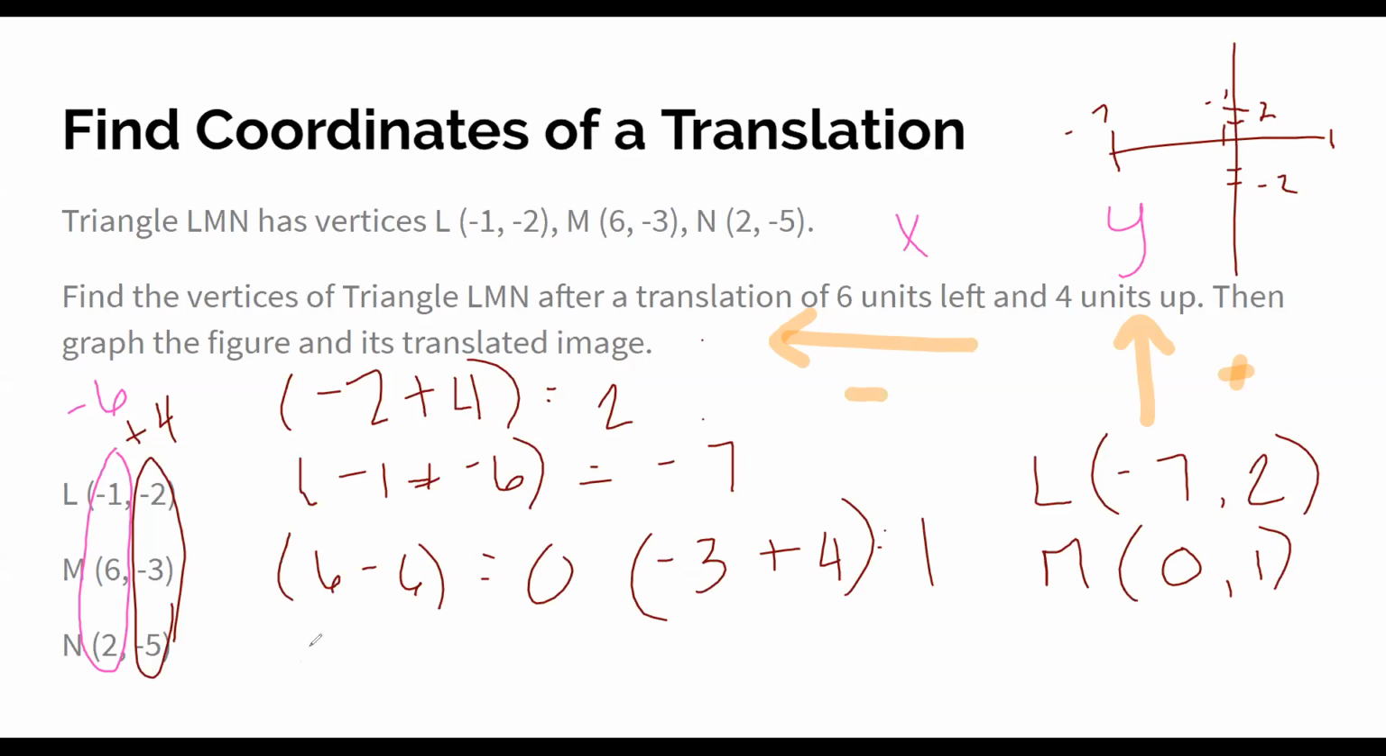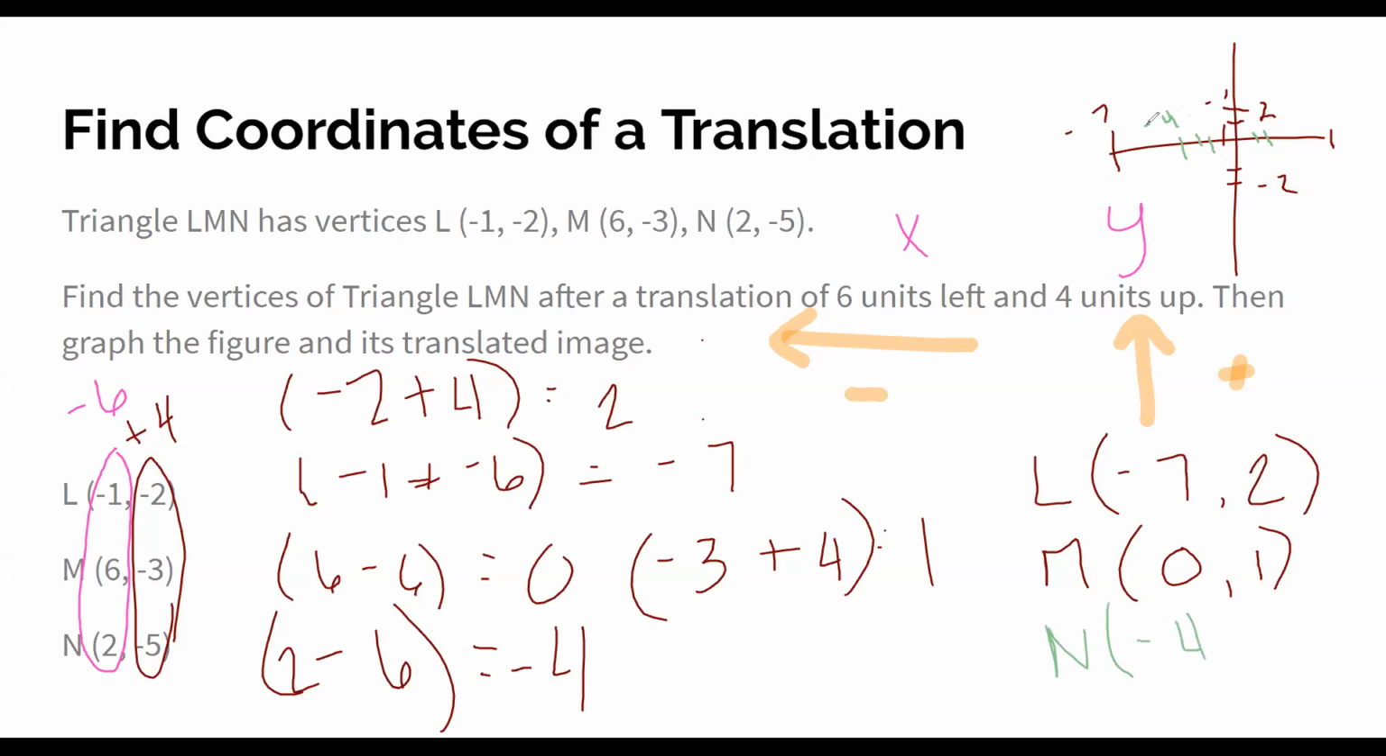Then for N, if I'm at +2 and then I move over left 6, so I'm subtracting 6, I have 6 minus 2, which is 4. My larger number is negative because of the 6. So this would be -4. Or you guys could use the graph again. So if I'm at 2 right here and I move over left 6, I'm moving 1, 2, 3, 4, 5, 6, which would put me at -4. So whichever way you want to do this.